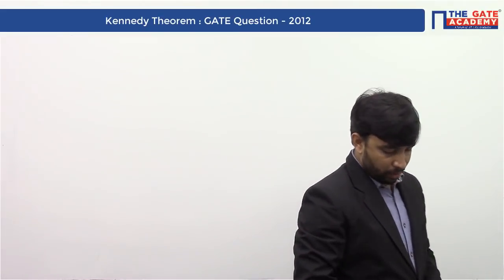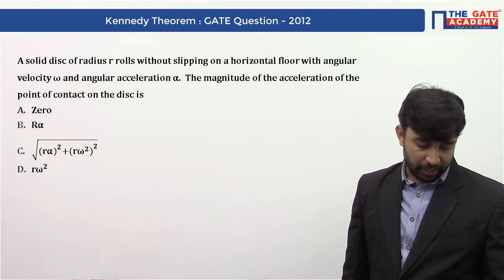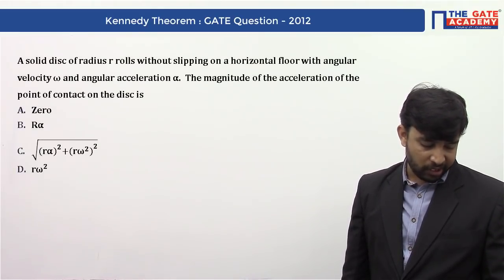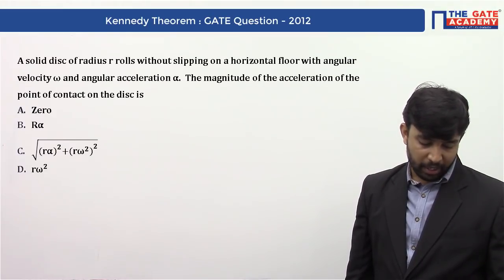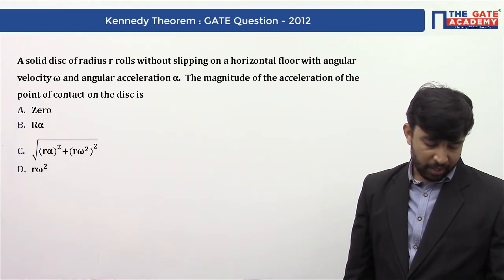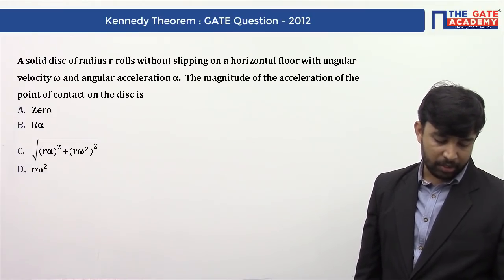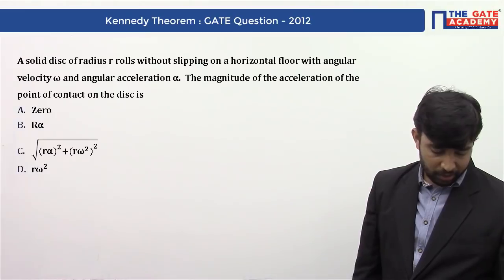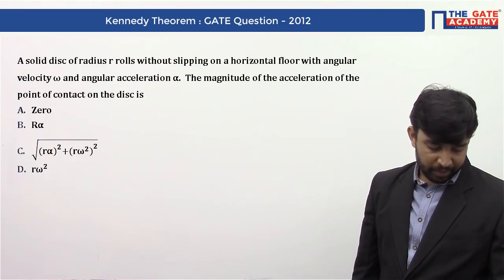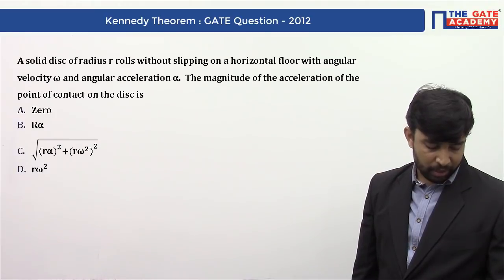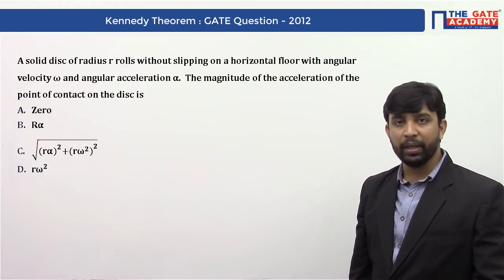If you look at the question, you can see on the board: a solid disk of radius r rolls without slipping on a horizontal floor with angular velocity omega and angular acceleration alpha. The magnitude of the acceleration of the point of contact on the disk is: You are given some options. The first option is 0, the second option is r times alpha, the third option is the square root of (r alpha) whole squared plus (r omega squared) whole squared, and the fourth option is r omega squared.